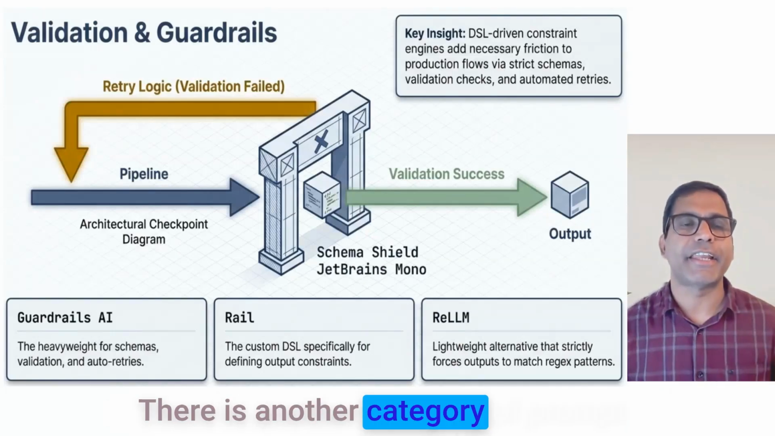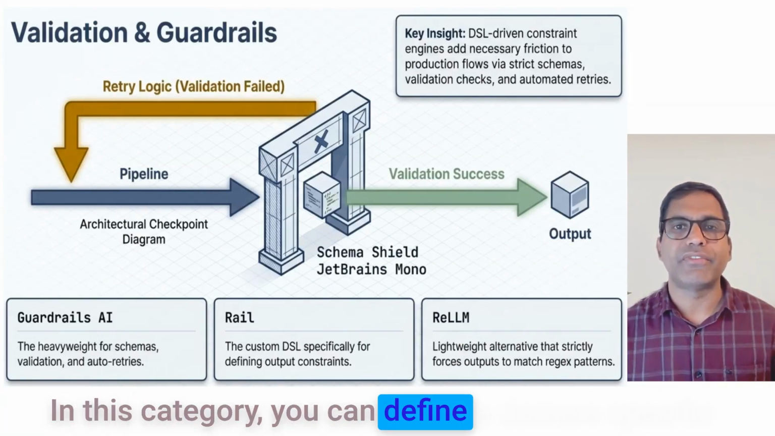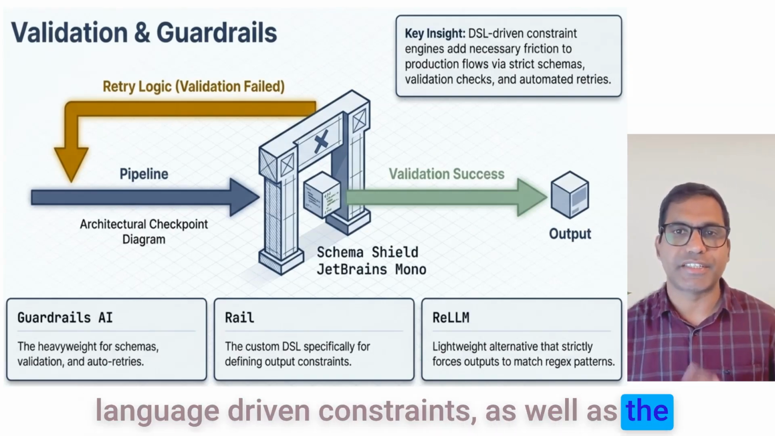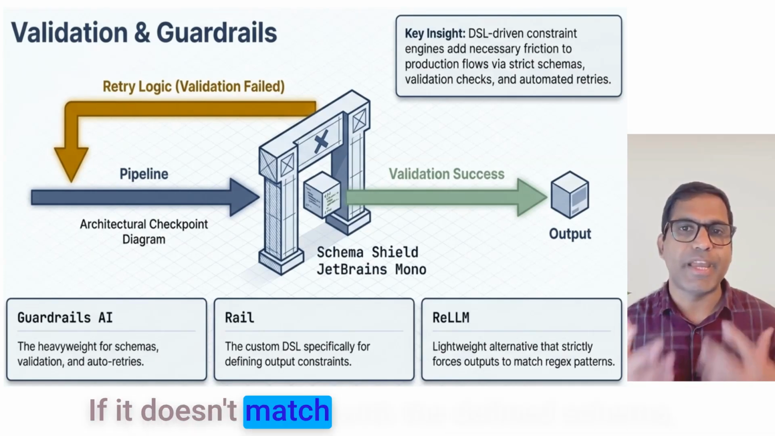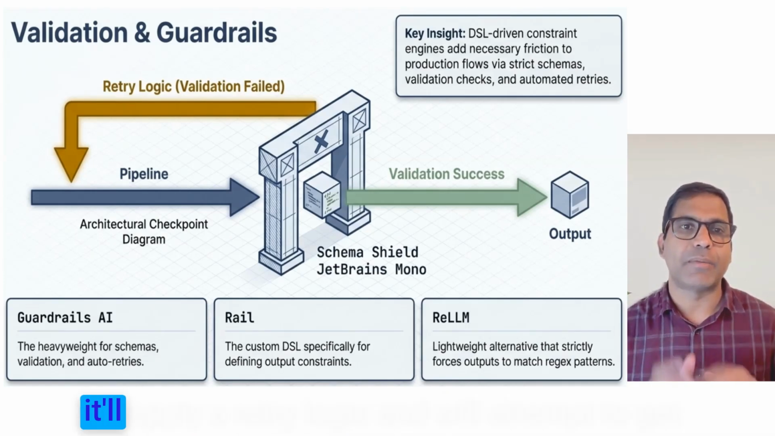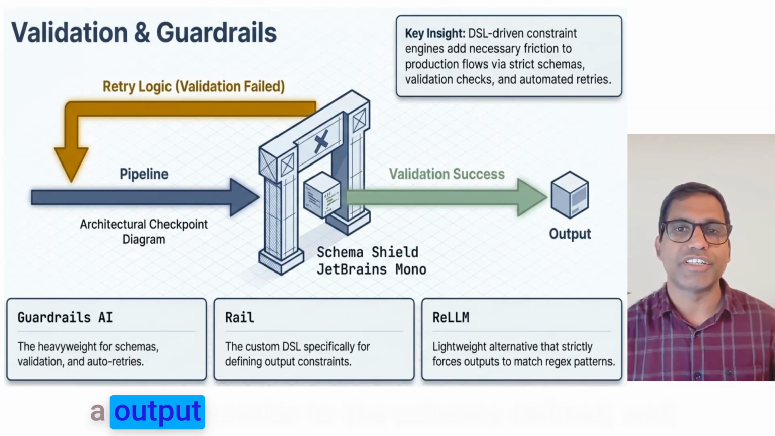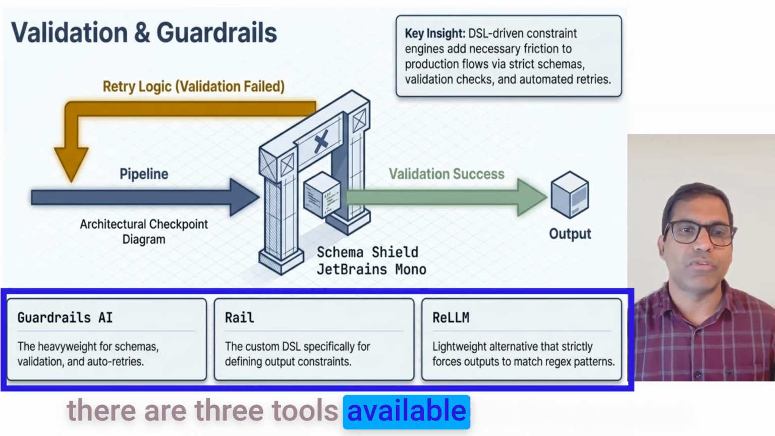There is another category of prompt tools called validation and guardrails. In this category, you can define domain specific language driven constraints as well as a strict schema to get an output from an LLM. If it doesn't match the defined schema, it will apply a retry logic and will attempt to get an output similar to the schema defined. And there are three tools available for this purpose.